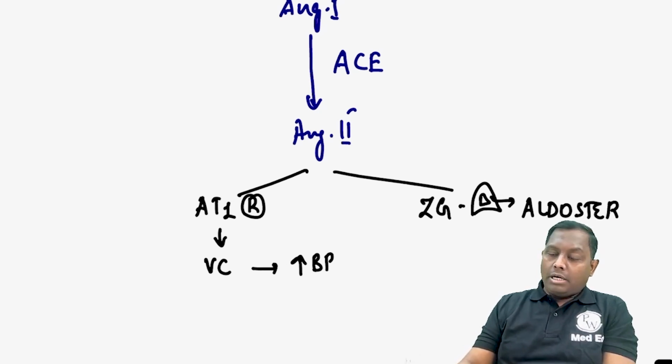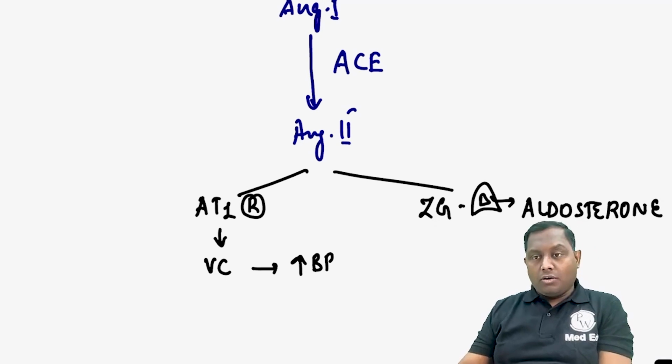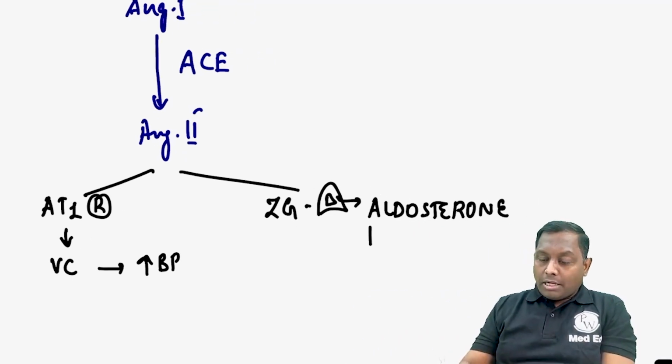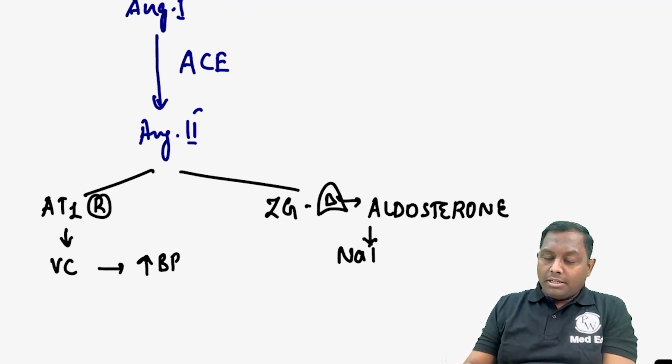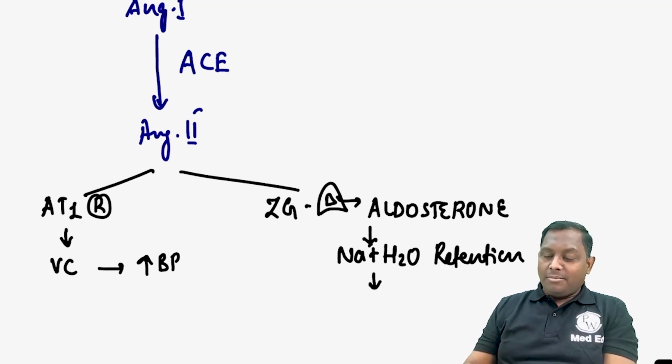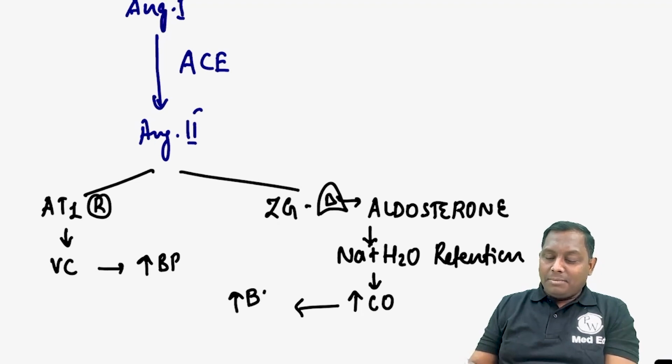And you already know guys that whenever there is a release of aldosterone, this aldosterone is going to cause sodium and water retention. Rest of the thing is very, very easy, that whenever there is sodium and water retention, this will be causing increase in the blood volume, increase in the cardiac output, and ultimately they will also add on to increase in the blood pressure. तो ये भी बीपी को बढ़ा रहे हैं.